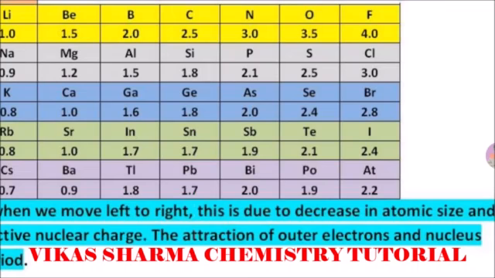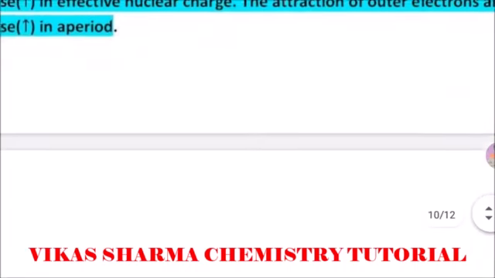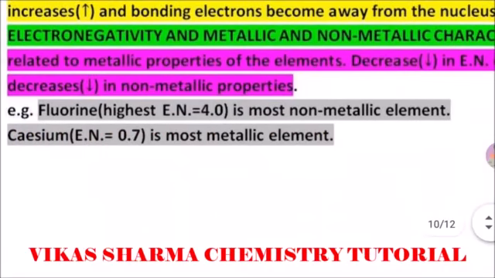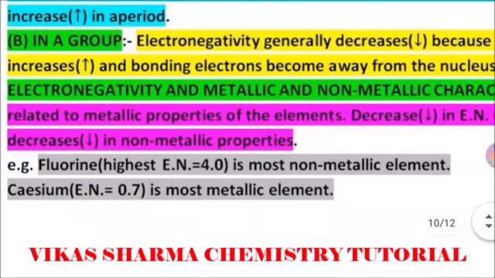in comparison, astatine has only 2.2. It means it is showing metallic character. So when we go down, electronegativity decreases, so the non-metallic character also decreases. For example, fluorine has the highest electronegativity, 4.0, in the most non-metallic elements, and cesium has electronegativity 0.7 in the most metallic elements.